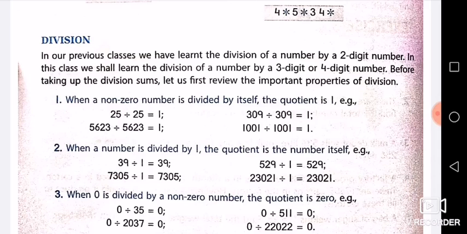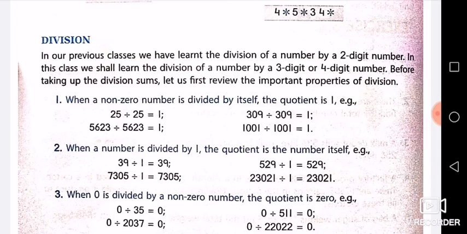Similarly, the other examples also have been given. 309 divided by 309, you will get 1. 5623 divided by 5623, you will get 1 as a quotient.